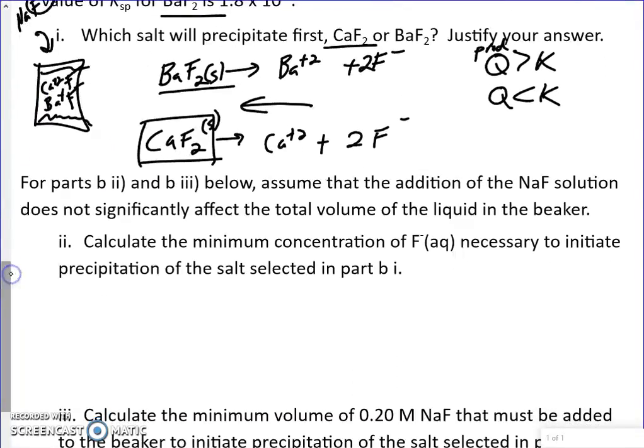Okay, so they make a note here saying that the volume change due to the NaF solution is not significant enough to affect our total volume. So we're going to ignore that right now. That's not going to play a huge role, but it will in a little bit.